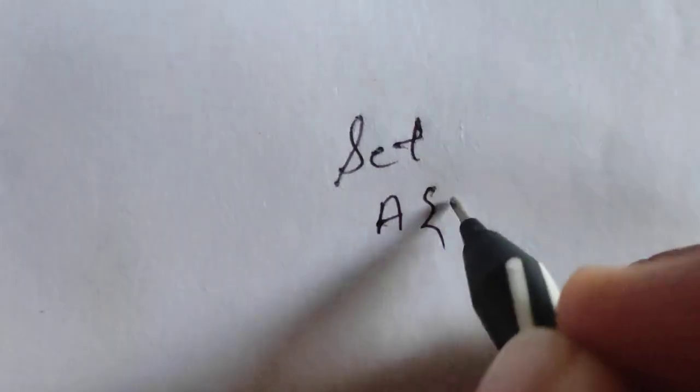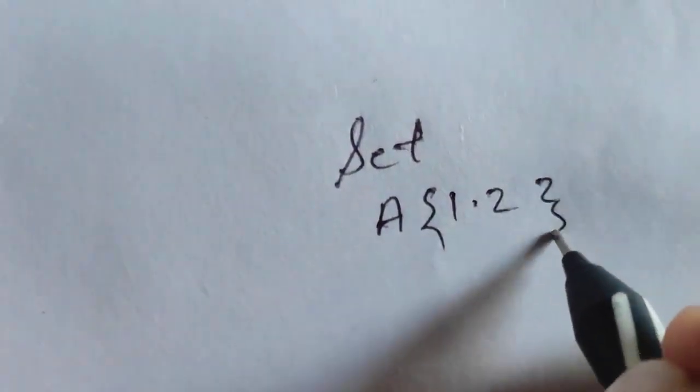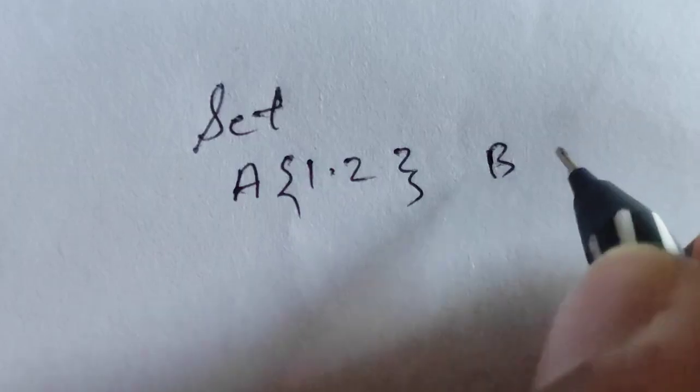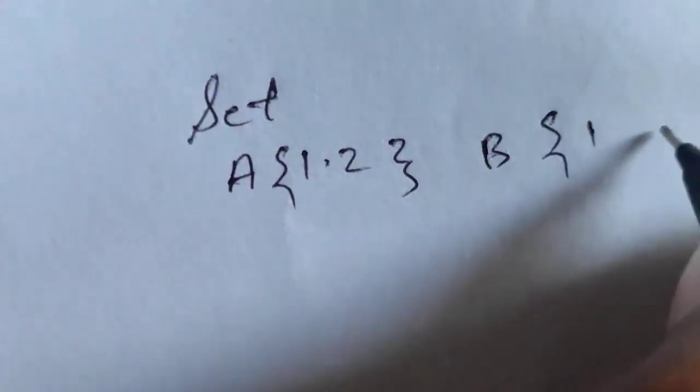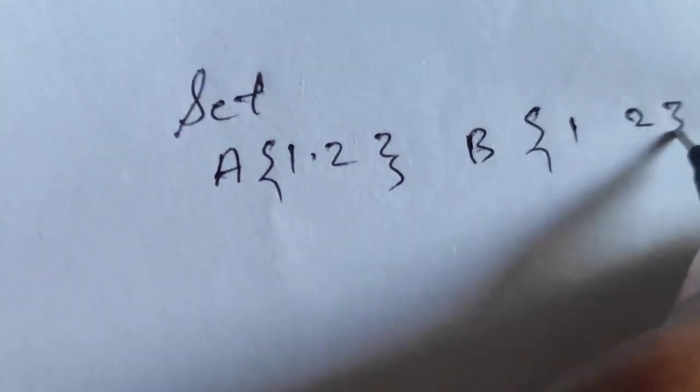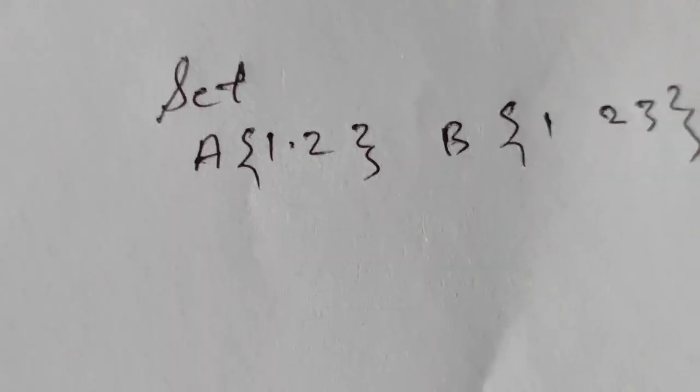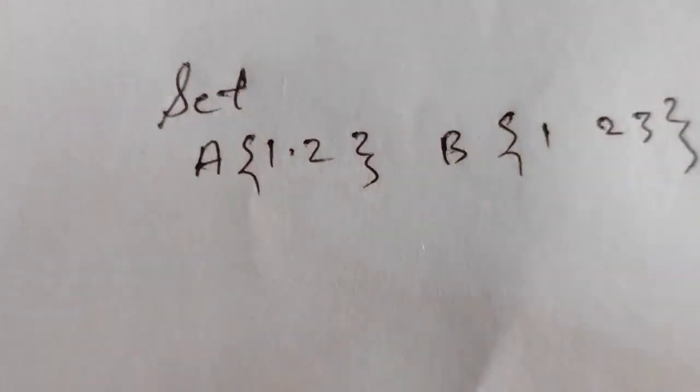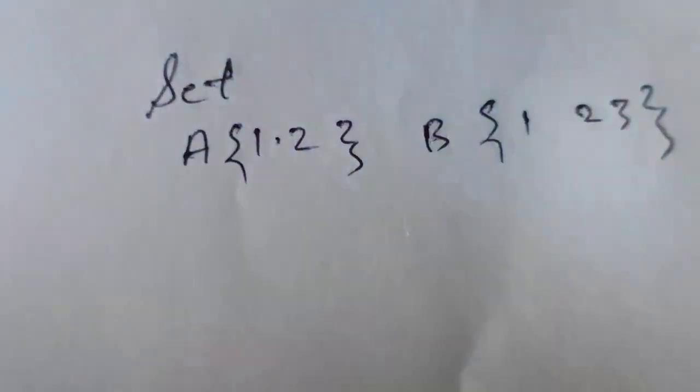In the previous class we talked about sets. We talked about what a subset is. Think, for example, if A has elements 1, 2, and B has simply 1, 2 and 3.